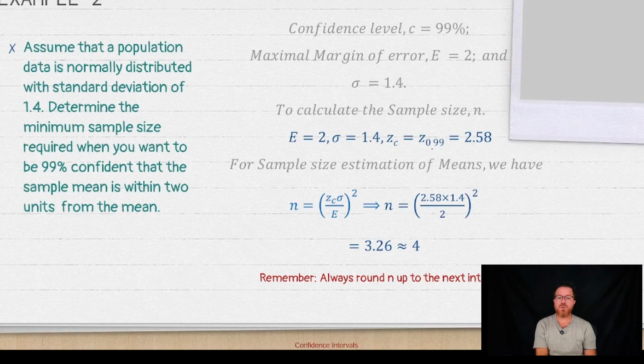For the second example, we assume that the population data is normally distributed with a standard deviation of 1.4. Determine the minimum sample size required when you want to be 99% confident, so C equals 0.99, that the sample mean is within 2 units. So this is sort of just a generic problem where we don't know what this data actually represents, so we just want to be within 2 units of whatever it is, and it has a standard deviation of 1.4 units.